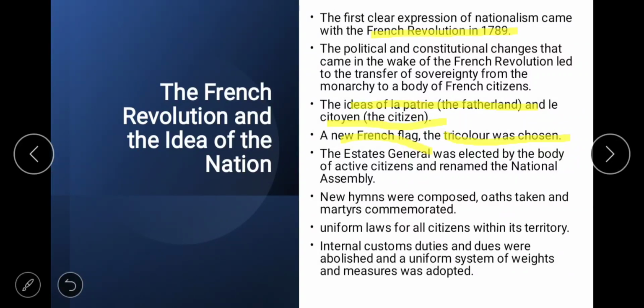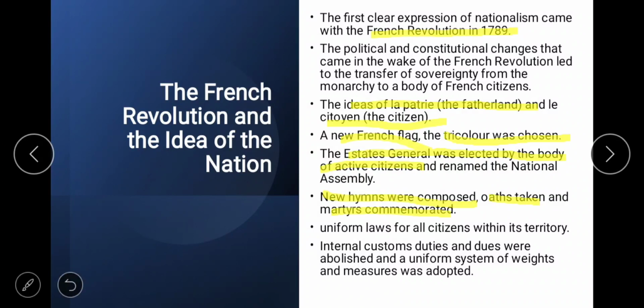And then what? The Estates General were elected by the body of active citizens. A very important point to be noted, the Estates General were elected by the citizens. Okay, they aren't appointed by the king or the monarchy. They are being elected by the citizens, and the National Assembly was renamed. Further, new hymns were composed, oaths were taken, and martyrs commemorated. And how did all of this take place? All of this took place in the name of the nation.